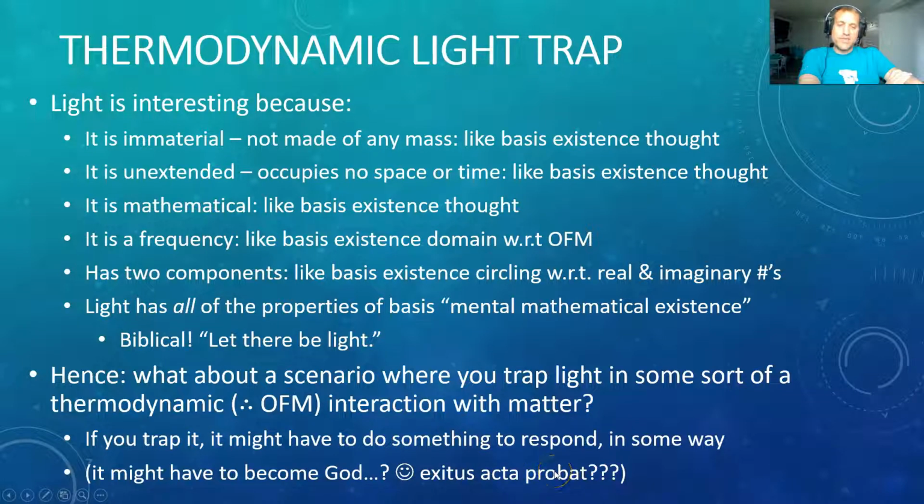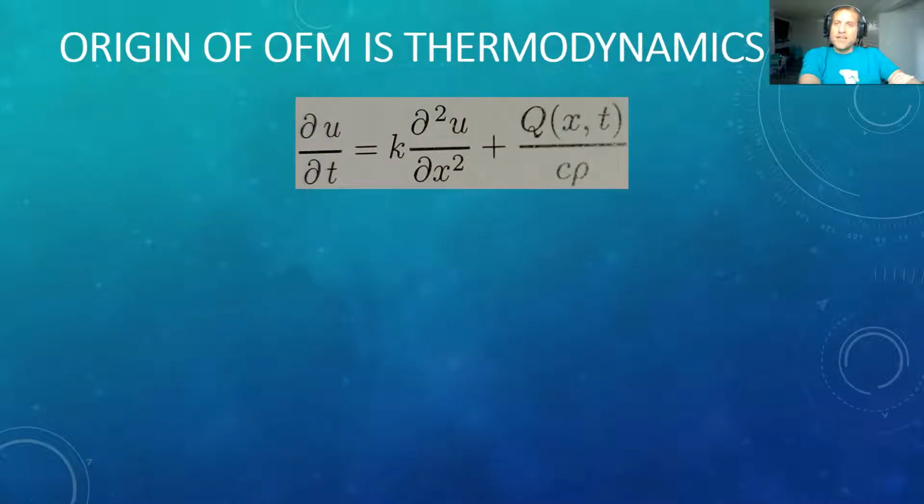So what are the means? The means are every possible horrible thing that you can possibly imagine. Basically billions of years of torture. And then you get to become God at the end. Sounds like a good deal. Well, not really. But anyway, that's how it works. Okay, so origin of ontological Fourier mathematics is thermodynamics.